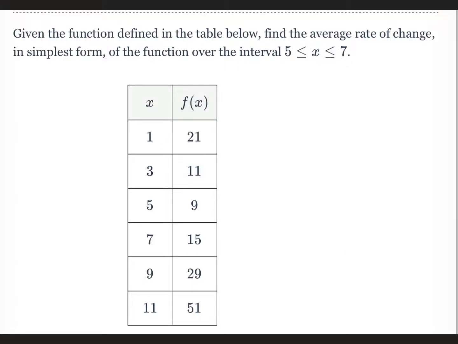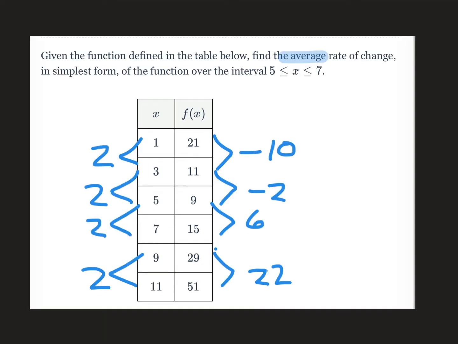Hey mathematicians, so the instructions for this particular type of problem are going to look a little bit different from what you've seen previously, because instead of asking for the rate of change, it's asking for the average rate of change. And the reason it's doing that is because real life data can be really messy sometimes. And in this particular example, there is not a constant rate of change.